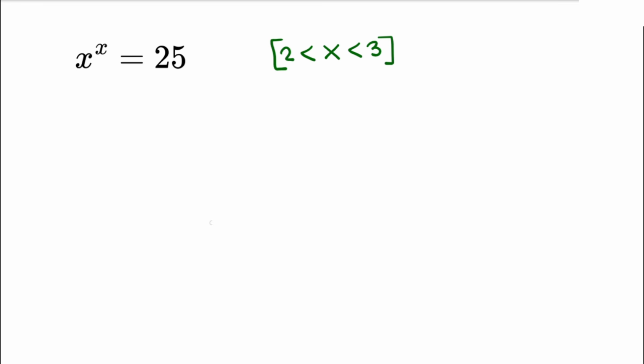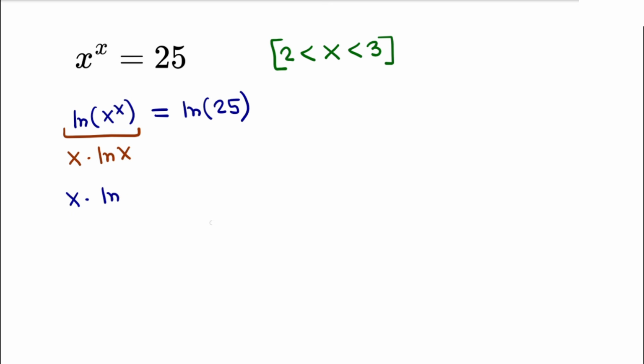First, let's apply the natural log to both sides. This gives us the natural log of x to the power of x equals the natural log of 25. Using the power rule of logarithms, we can pull that exponent right down to the front. We can rewrite the left side as x times the natural log of x. Our equation is now x times the natural log of x equals the natural log of 25.